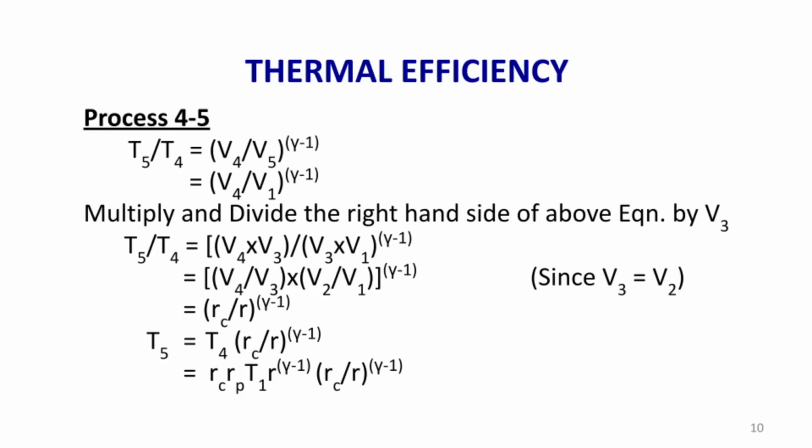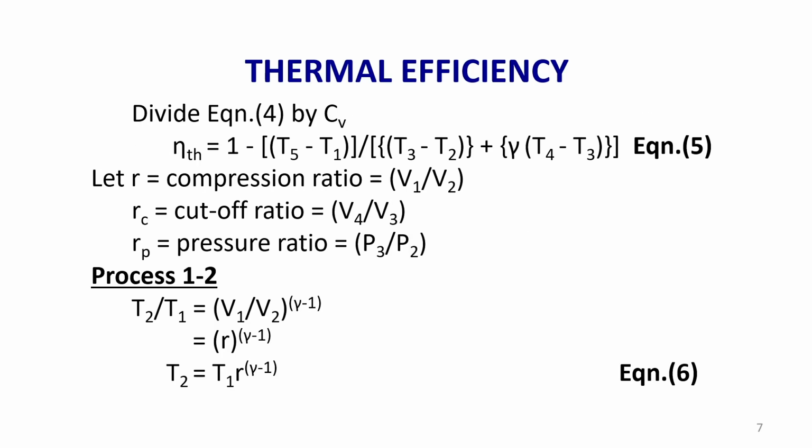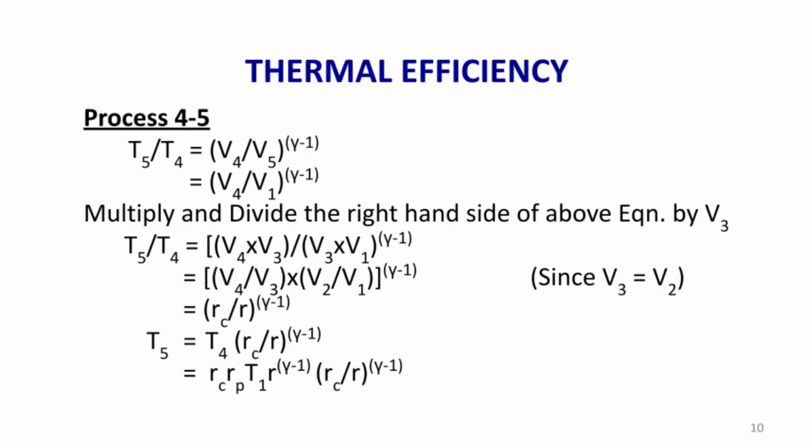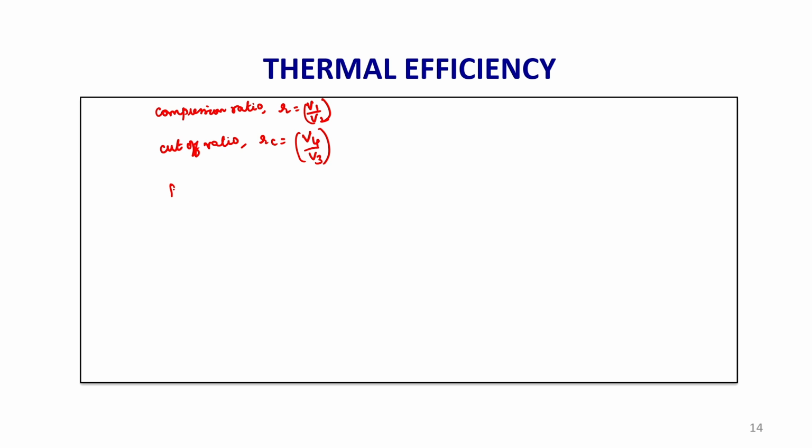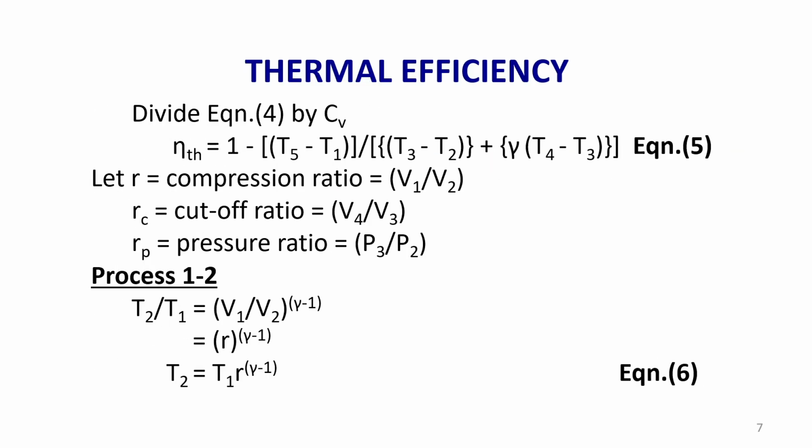Okay. So, there is one more ratio which we are going to define, the pressure ratio, P3 by P2. See, during the process 3 to 4 pressure is constant, but if you compare the pressure at 2 and 3, there is a significant increase in the pressure. So, P3 by P2, that I am defining as pressure ratio, R suffix P. R suffix C is cutoff ratio, R suffix P is pressure ratio, R is compression ratio. So, these three ratios will be used in the derivation. That is what I have explained here: compression ratio, cutoff ratio and pressure ratio.